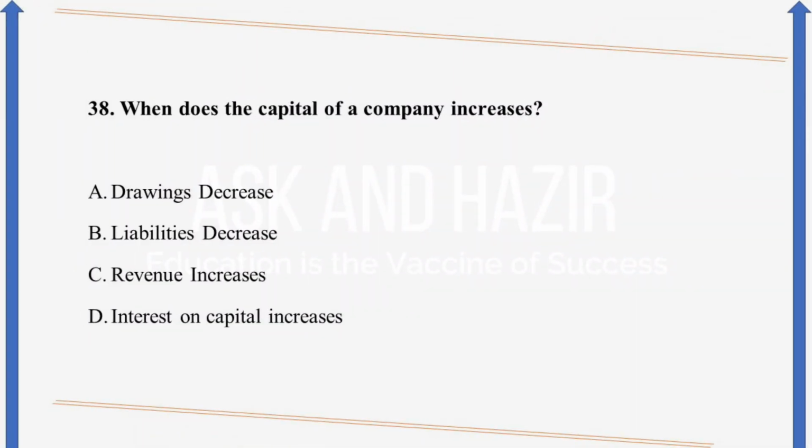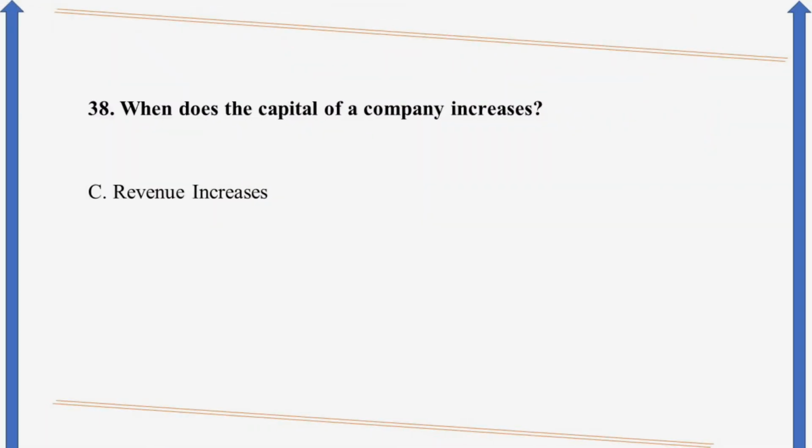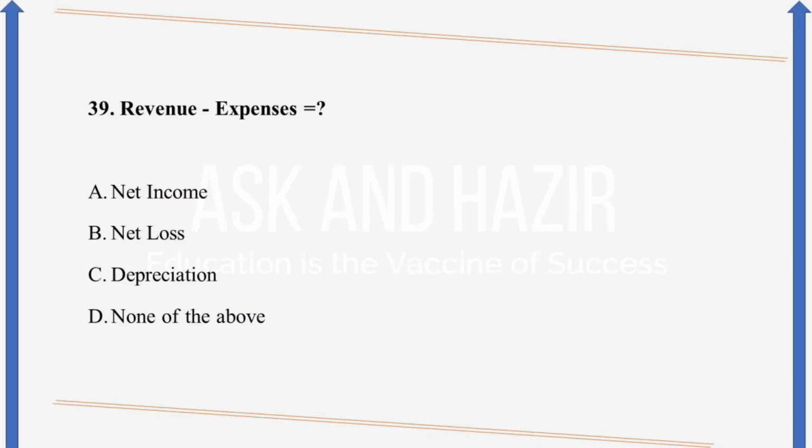38. When does the capital of a company increase? Drawings decrease. Liabilities decrease. Revenue increases. Interest on capital increases. Answer, C. Revenue increases.